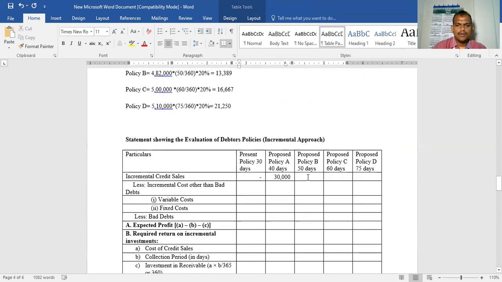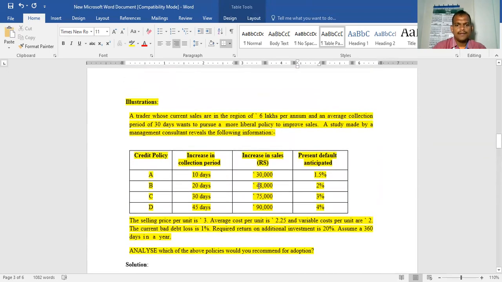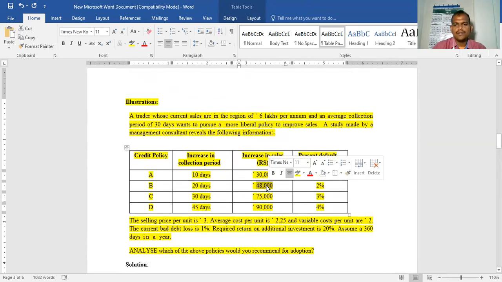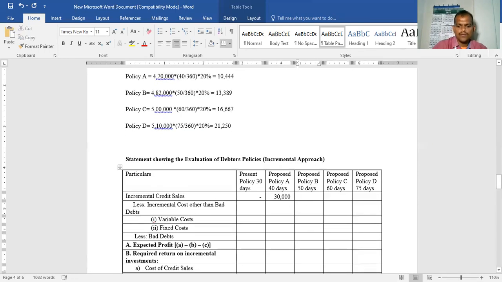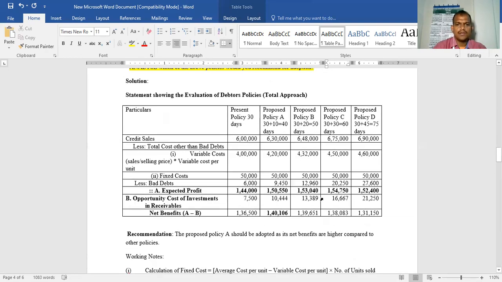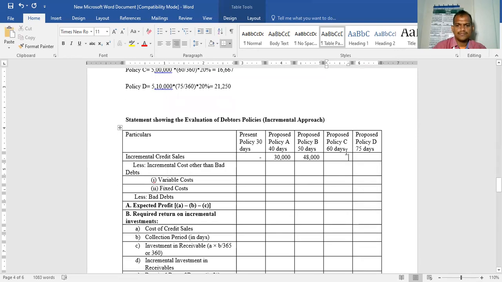And for policy B, the increment in sales is 48,000, and 75,000, 90,000.